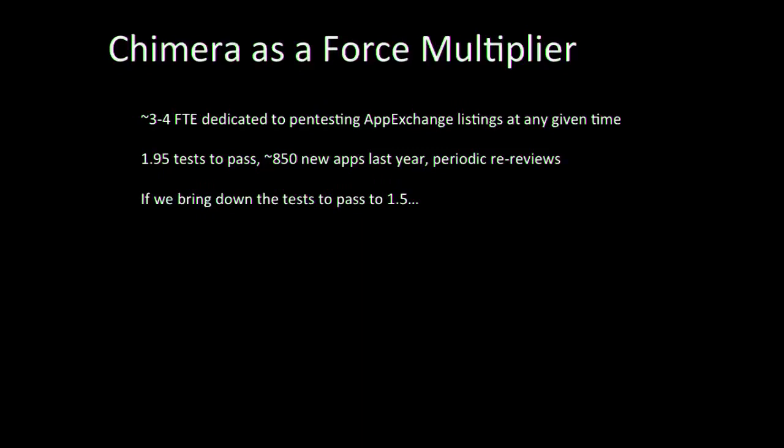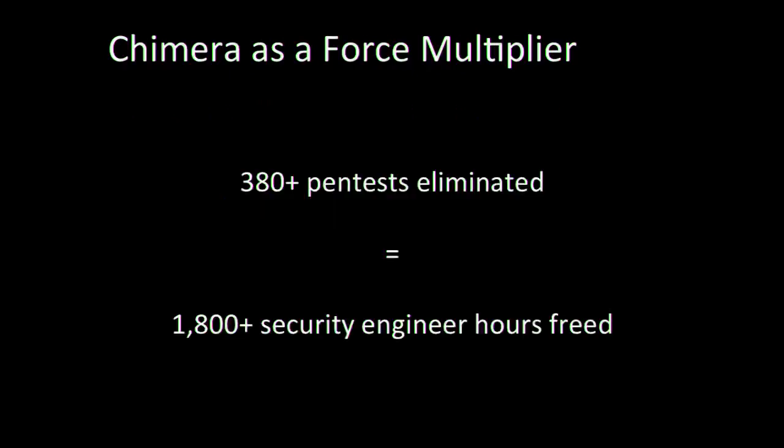So if we can come up with automation and cool tools that bring the number of tests it takes to pass down to 1.5, well, now we've saved at least 380 penetration tests, and we've freed up basically a year of a full-time product security engineer's time. And we can do some really cool things with basically another head in our year, right? And we're going to talk about some of the really cool things I think we can do a little later.